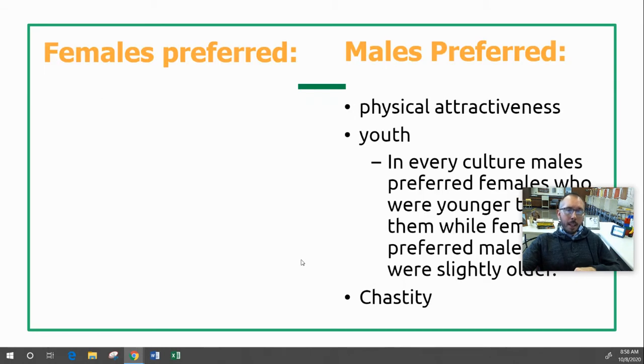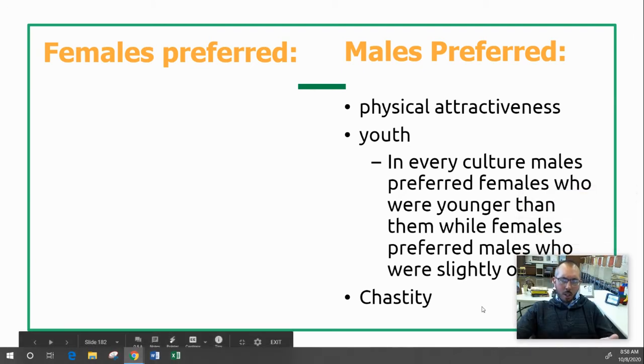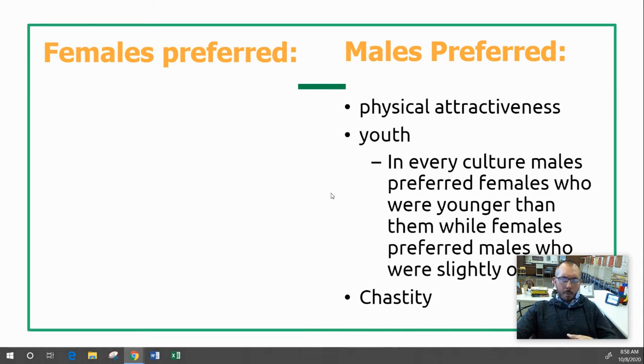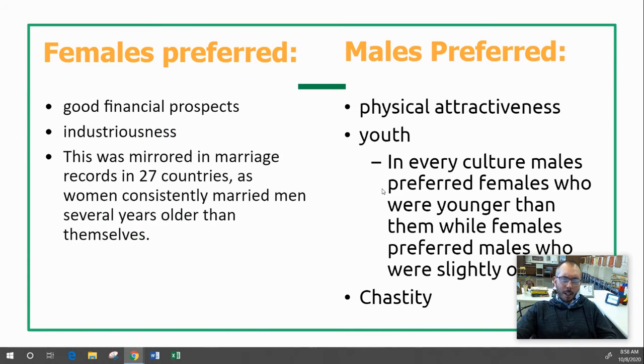Are they frugal? And what it found across 37 cultures is that men did rate physical attractiveness as high, followed by youthfulness. In almost every culture, males preferred younger females, while females preferred males who were slightly older. And they also preferred chastity, which gets into that myth of the virgin that's already experienced in kind of a horrible prison for us to put female sexuality. Whereas females preferred good financial prospects, industriousness, and this was mirrored in 27 other countries as women consistently married men who were several years older than themselves.